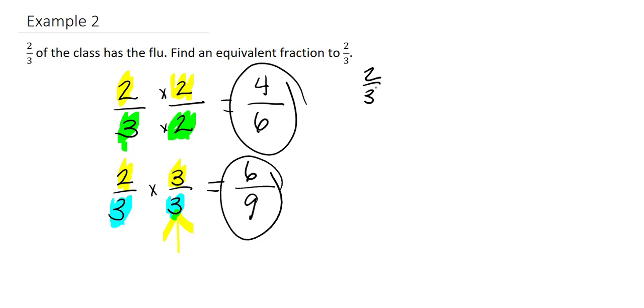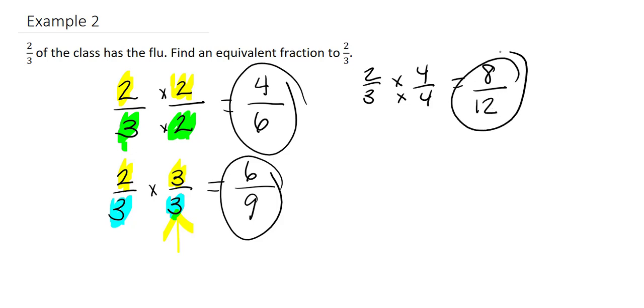Now we can keep going. We can go 2/3 times 4/4. We're going to multiply the top and the bottom by 4. So when we do this, we go 2 times 4, which is 8. 3 times 4 is equal to 12. This is another equivalent fraction. And this can continue on. We can do 5, we can do 6. But the point is, each number is equivalent to 2/3. It's just represented in a different way with different numbers, but same value.